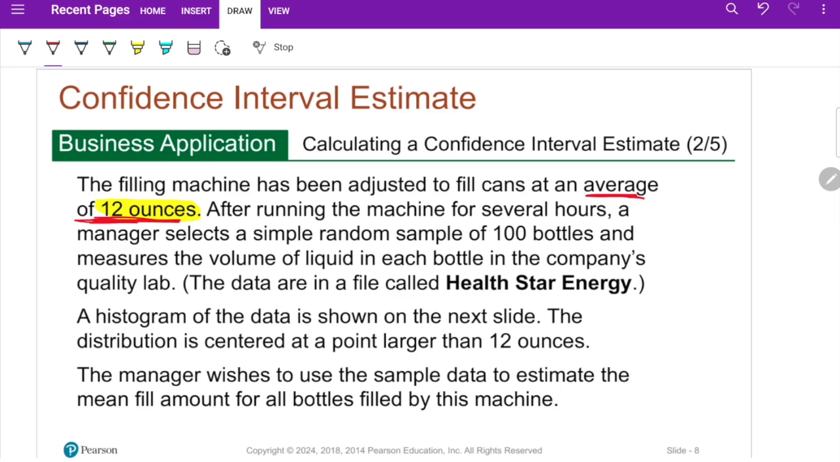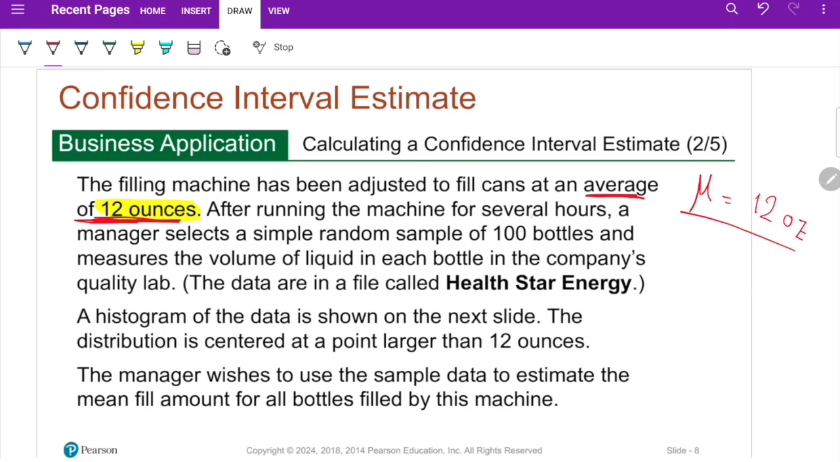So we are adjusting the machine in a way that it has to fill bottles with an average of 12 ounces. That means if you take, for example, thousands, or if you have the chance to collect all of the bottles and calculate the average, it should be 12 ounces. This is the target population mean. So this is my mu. This is our target population mean.